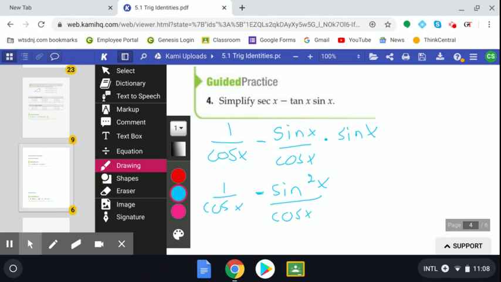And I know that 1 minus sine squared x is equal to cosine squared x. So I can rewrite that as cosine squared x over cosine x. And now cosine squared x over cosine x is just going to give me cosine x, because cosine squared x would be cosine x times cosine x over cosine x, and then the top and bottom cosine x would cancel out. So that would be my answer for that one. When you simplify it, you get just cosine x.